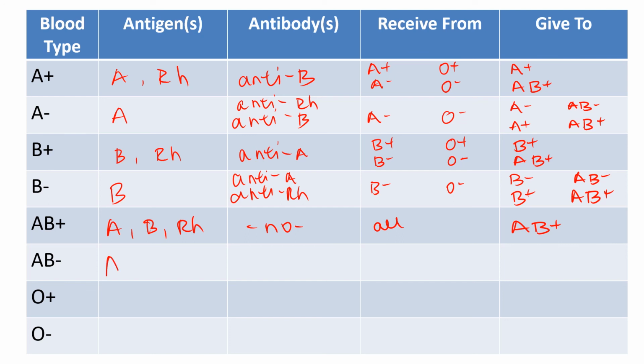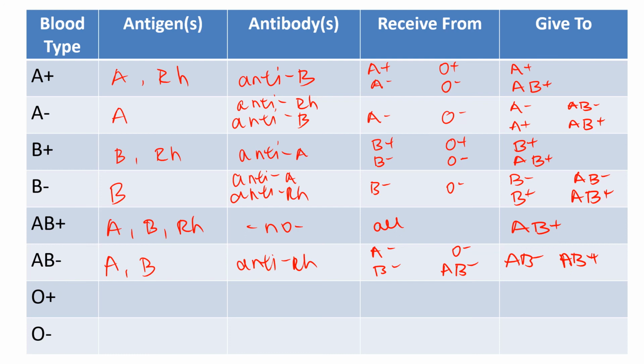AB negative carries the A antigen, the B antigen only. If triggered with sensitivity, we would form an anti-Rh antibody against an Rh antigen. This person can receive all the negative blood types, of course, A negative, B negative, O negative, and AB negative. Okay, and then last here, they can give blood only to AB negative and AB positive. All right, you can't give this blood type to A, B, or O because you would then be introducing an antigen that is perceived as foreign.